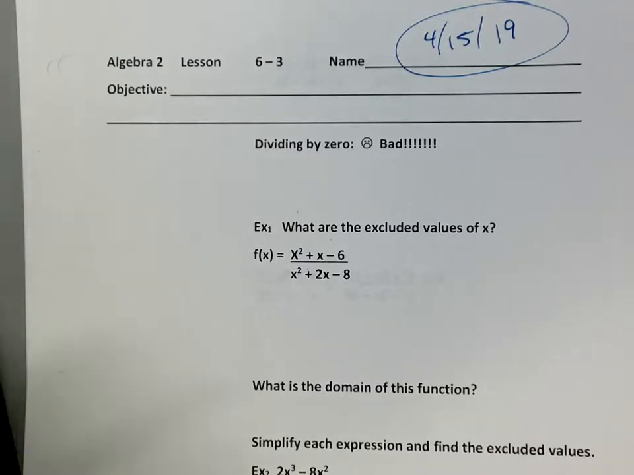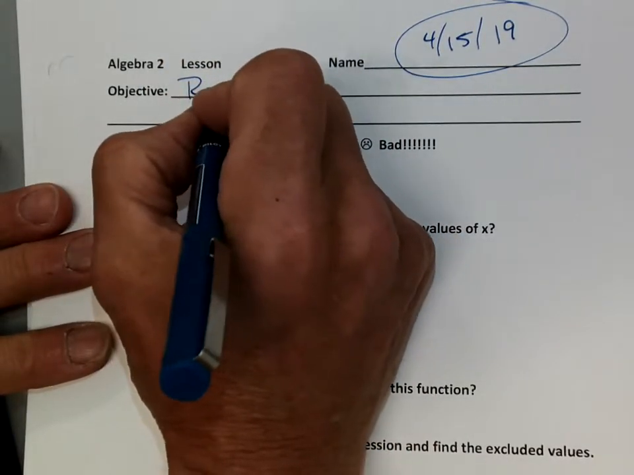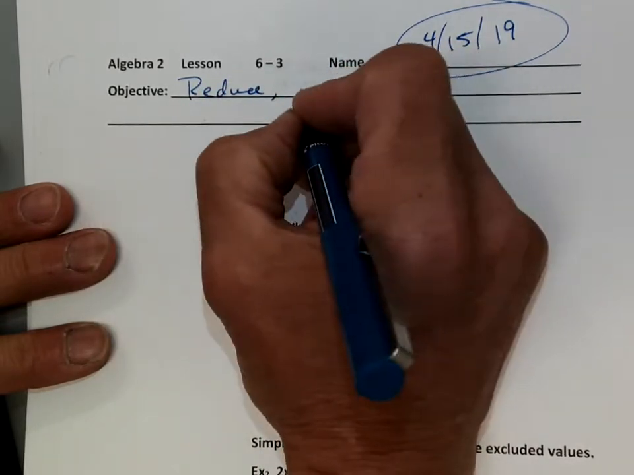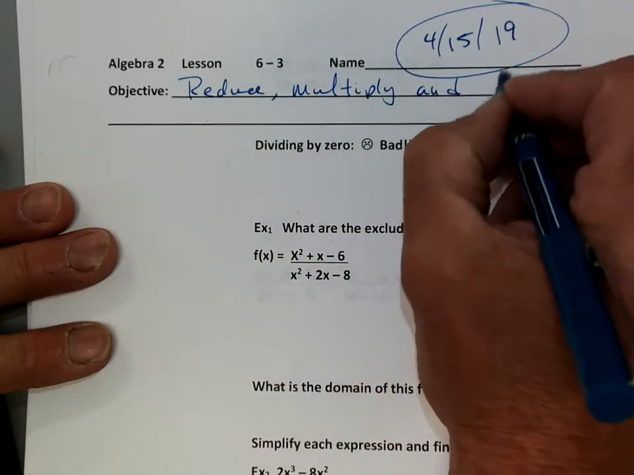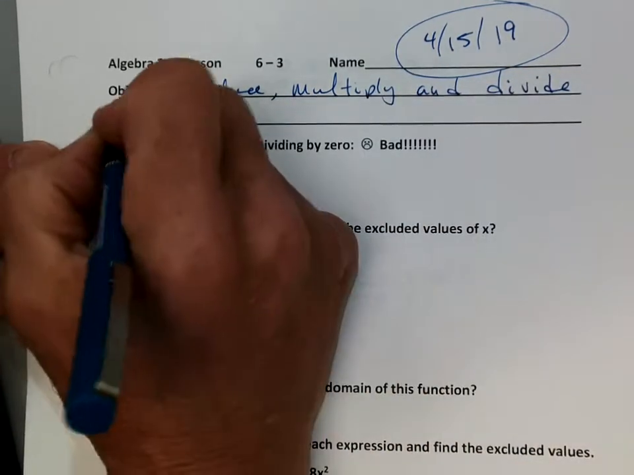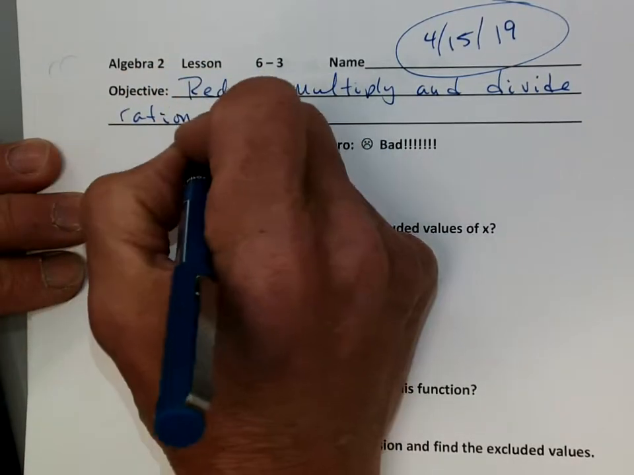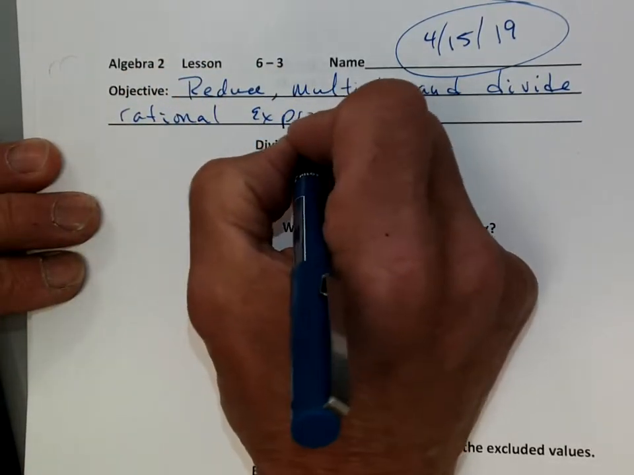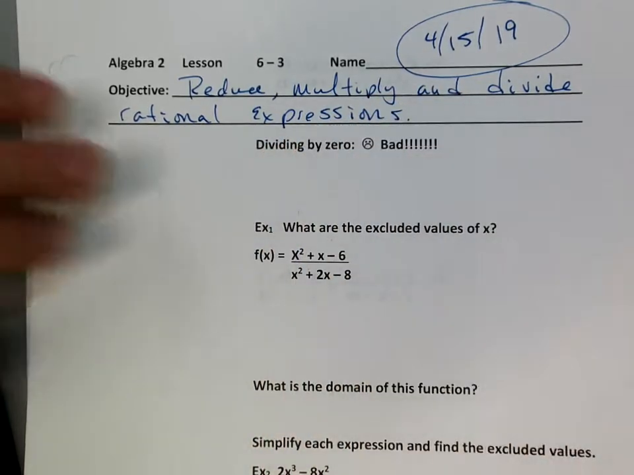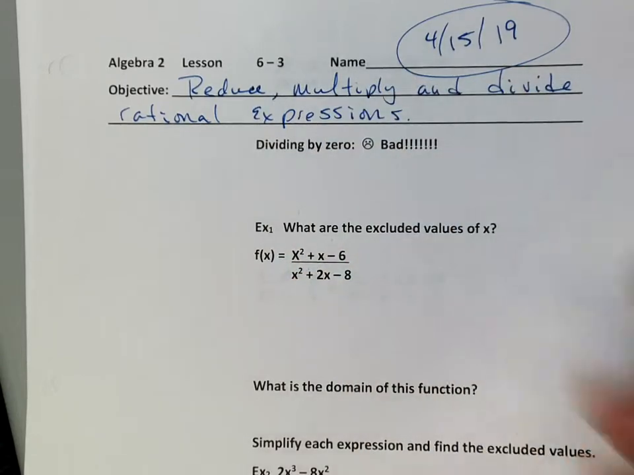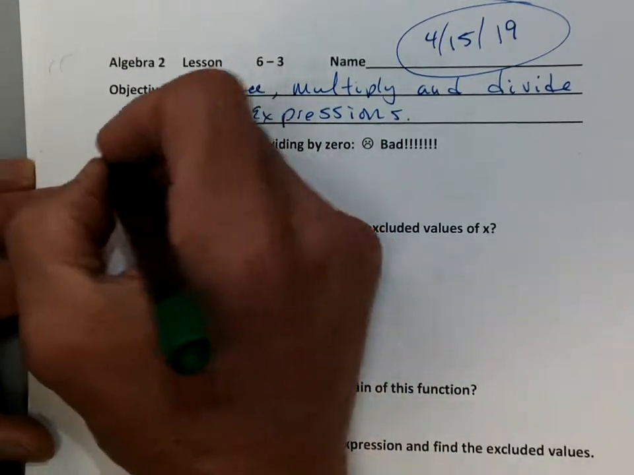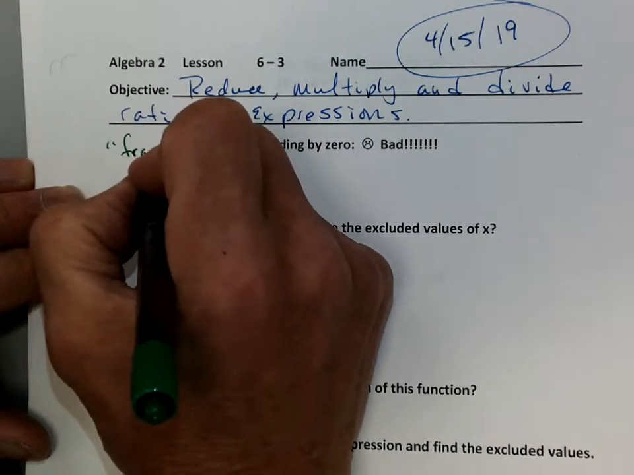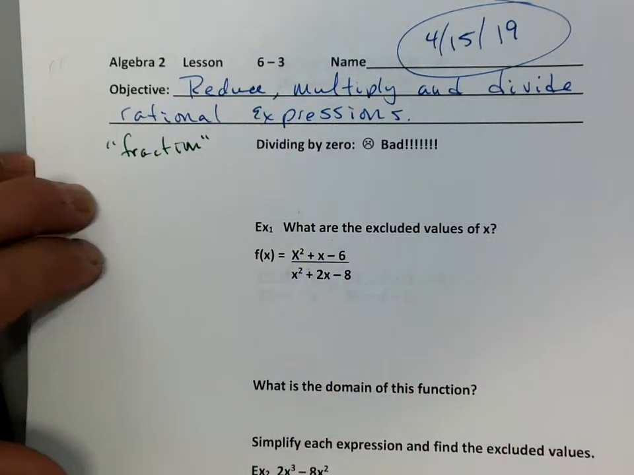So, the objective for the day. What we're going to do today is we're going to reduce, multiply, and divide rational expressions. Okay, so a couple of things about what we're talking about. Reduce makes sense, okay? Like reducing fractions, right? Rational is a fancy word for fraction, okay? We call them expressions because there's no equal signs.